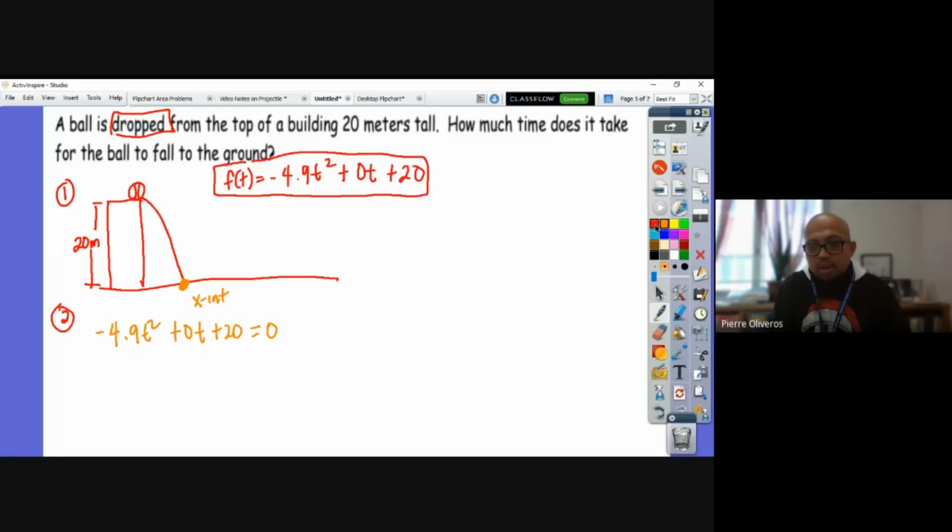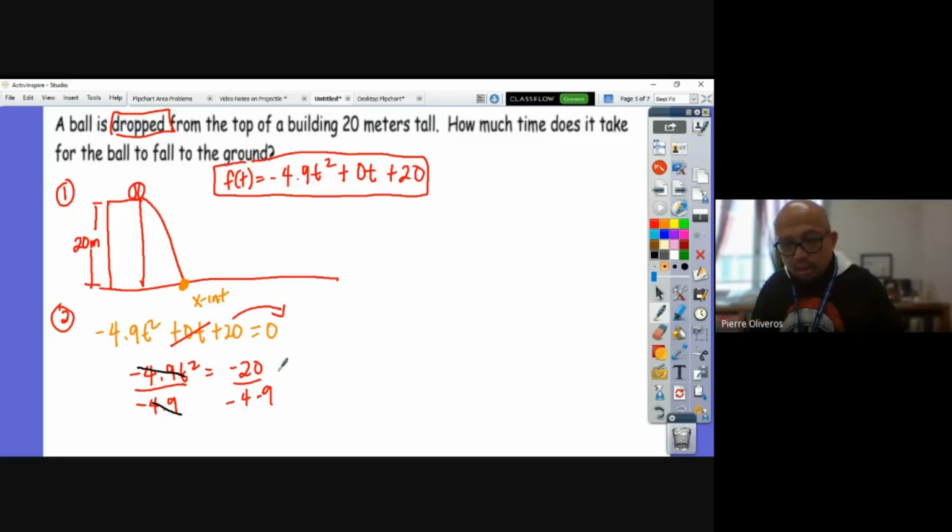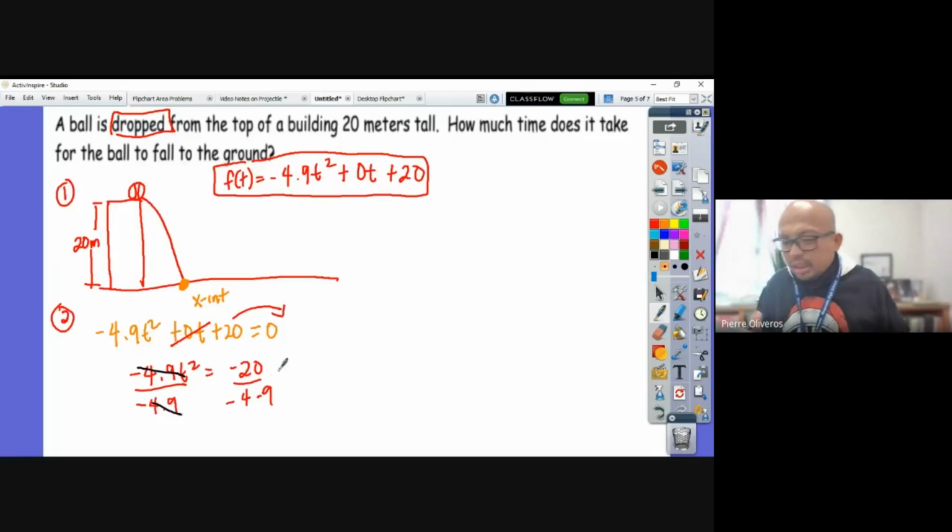So the function there is equal to 0. So 0t is canceled out. I'm going to move the 20 to the other side. So this becomes now negative 4.9 t squared is equal to negative 20. I will divide this by negative 4.9, divide by negative 4.9. This cancels out. So that will give me negative 20 divided by negative 4.9. That is around 4.08 something.